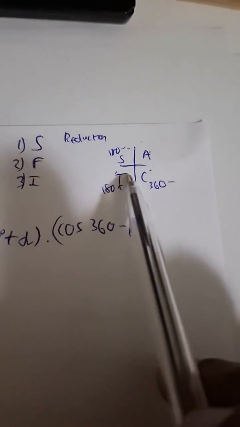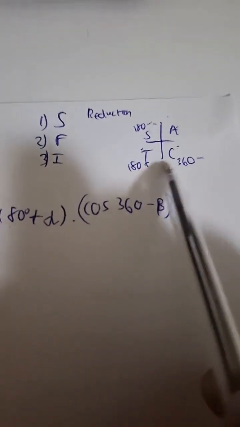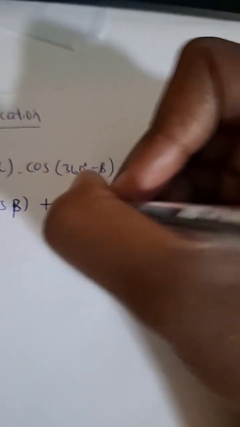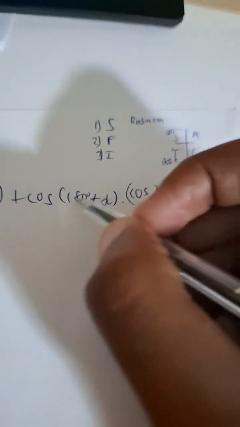180 plus is in the third quadrant. How is cos in that quadrant? Cos is negative because only tan is positive in the third quadrant. So then you write negative in brackets. You remember there was a plus sign there. You write negative in brackets cos of the angle alpha.